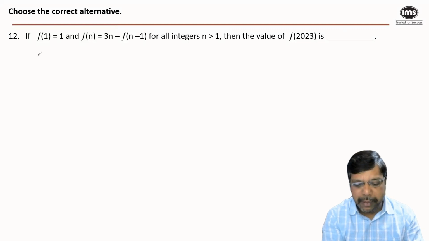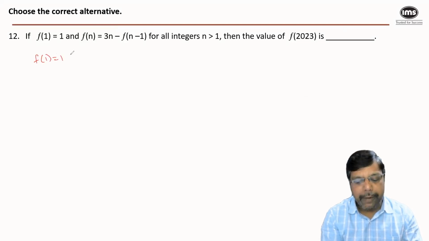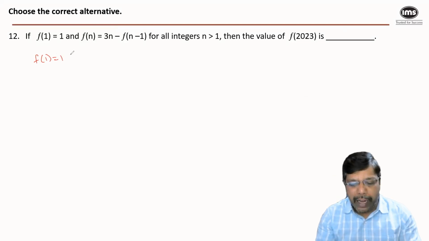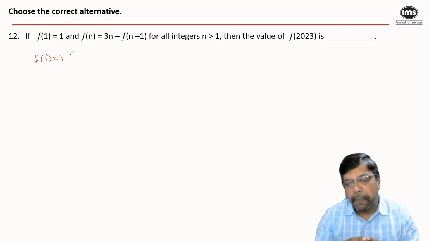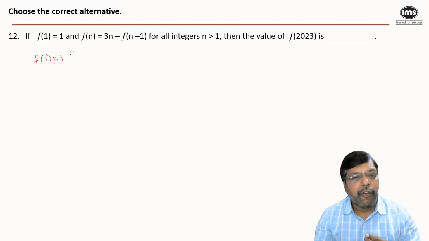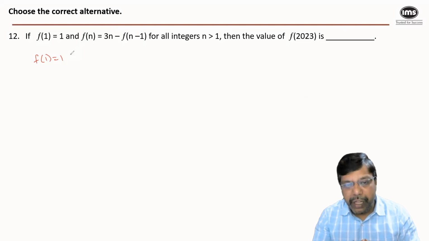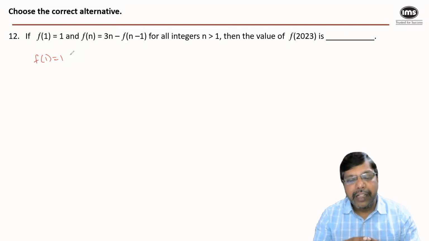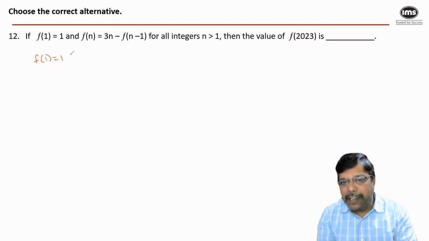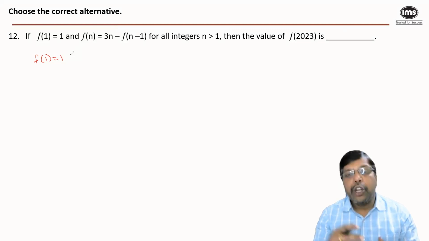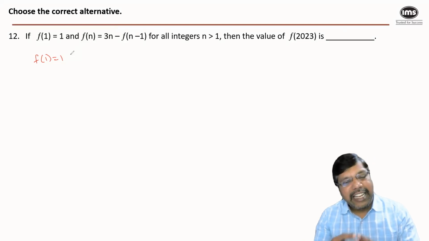It is given to us that f of 1 is equal to 1, and for all values more than 1, f of n is defined as 3n minus f of n minus 1. And we are to find the value of f of 2023. I am sure all of us agree that in an exam, it's impractical for us to find all values from f of 1 to f of 2023, which means in all such problems, the idea is to identify the pattern that is followed by all the values, which we use to find the value of f of 2023 easily.